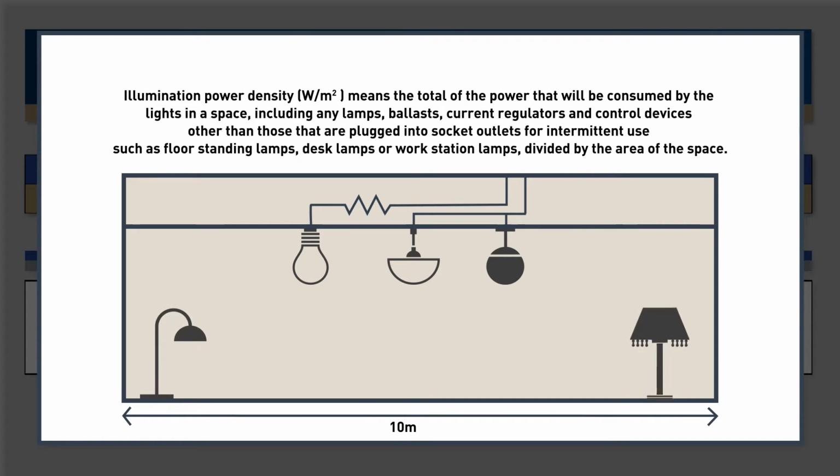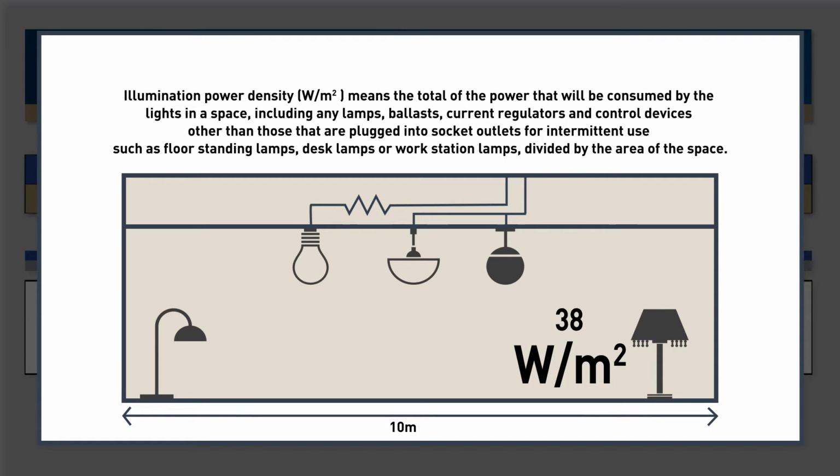It excludes lights plugged into general-purpose electrical outlets for intermittent use, such as floor standing, desk lamps or work lamps. The measurement of illumination power density is watts per metre squared. The intent of the deemed to satisfy lighting provisions is to enable lighting to be used in a responsible manner, thereby avoiding excess energy use and greenhouse gas emissions.